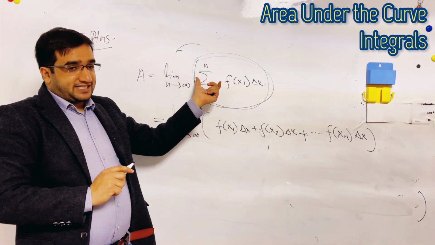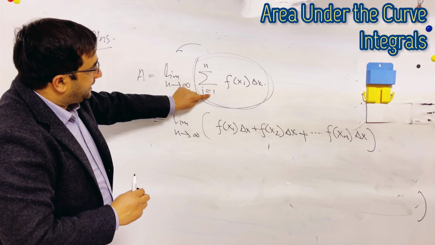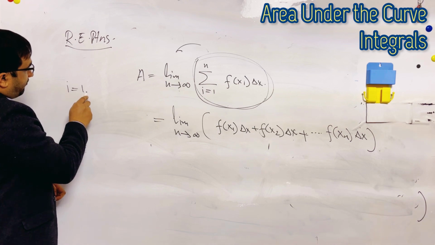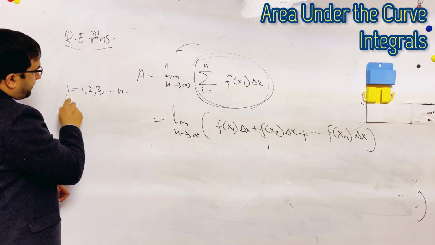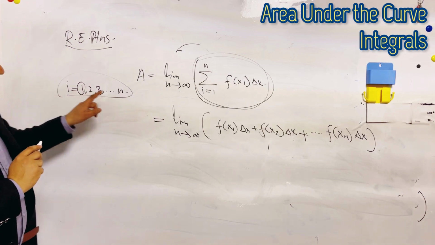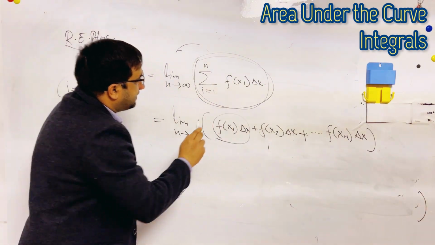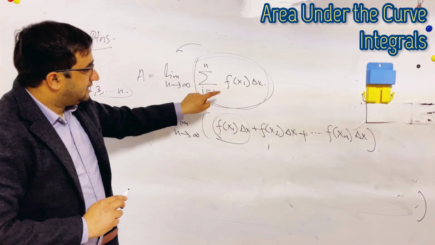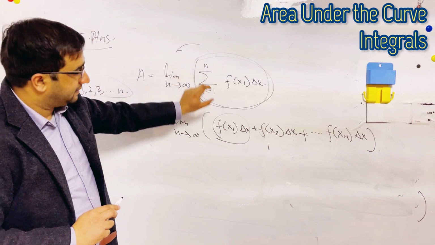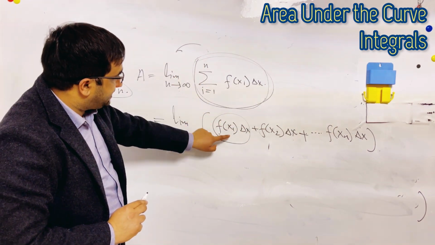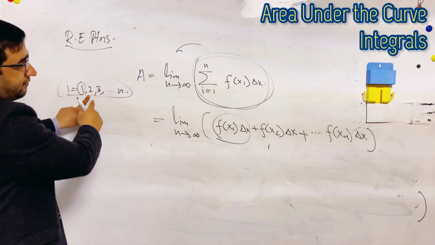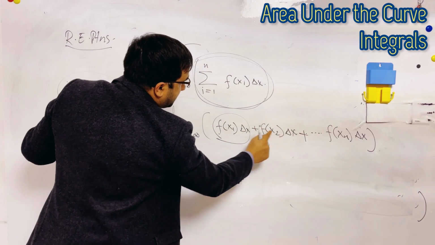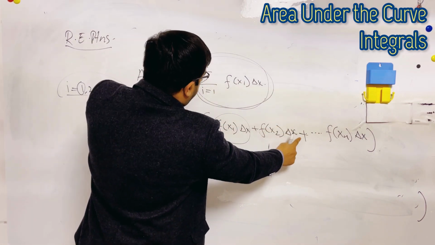When you expand this, it simply means you pick up one value of i from here, one by one. Your i is actually 1, 2, 3 up to n. You pick up each value, put it here, and you get this. When you pick up 1, it is f of x1 delta x plus. Plus is coming because of this summation symbol. Now 1 is gone, the next value is 2. When you pick up 2, it becomes f of x2 delta x. Plus is coming because of summation. Another plus because of summation.